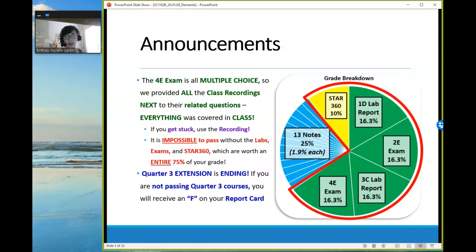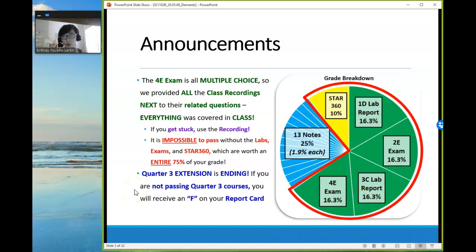Remember, it's impossible to pass without the labs, exams, and STAR 360. If you see here in red, that is worth an entire 75% of your grade, so it's a huge part of your grade. It's impossible to pass without it. Even if you do all the notes in our course, you still would not have higher than 25%, which means you would not pass. So you have to do other things besides the notes.